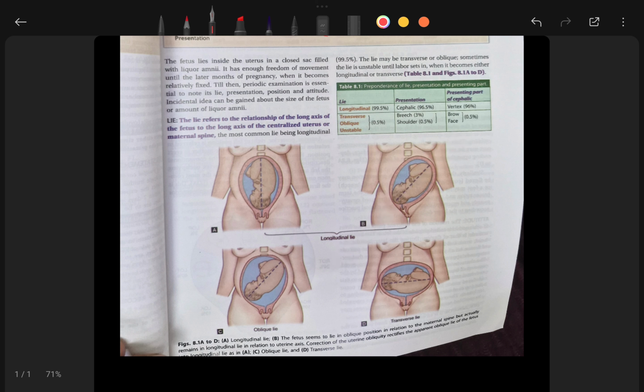Then correction of the uterine obliquity rectifies the apparent lie of the fetus. So we have to first see how the uterus is placed. This is the oblique lie because the axis of the uterus is like this and the axis of the fetus is like this. It is tilted, deviated from the axis of the mother, the vertebral column of the mother.